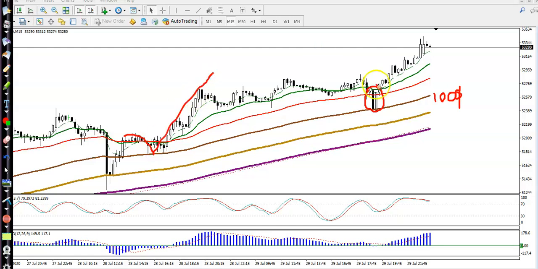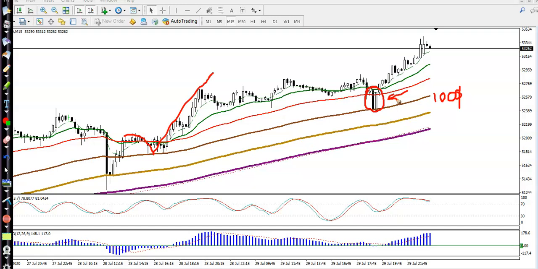Okay, now you can see similarly we have seen here they are forming a tweezer pattern. So I think people already know the five most powerful candlestick patterns. So this is also one of them. So perfectly they have given a buy confirmation, and you can see exactly that is our buy opportunity and price has gone up from this area.